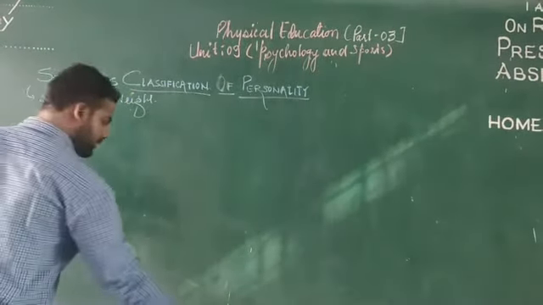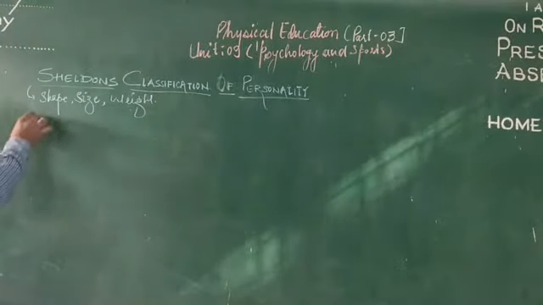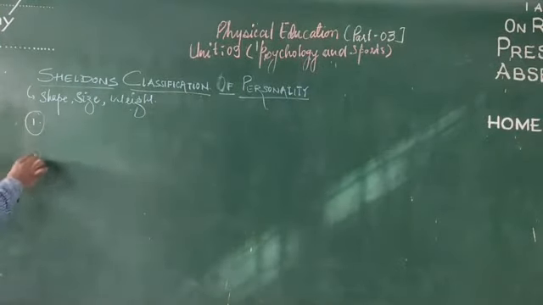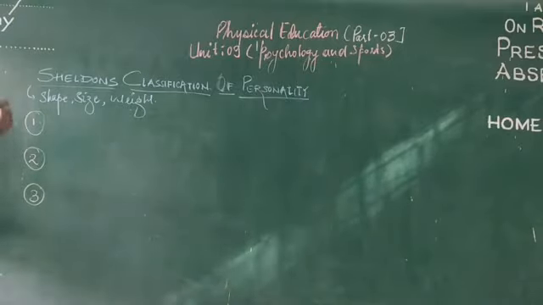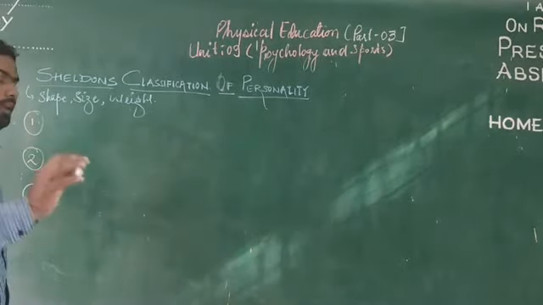Next thing is about this. There are three kinds of classification. Sheldon did three kinds of classification. The very first classification, students, is endomorphism. What is the first type of classification? Endomorphism.